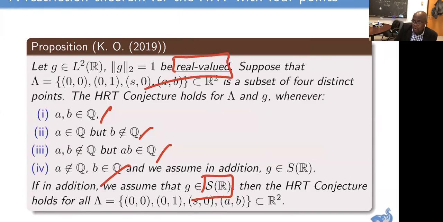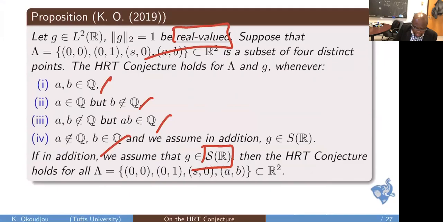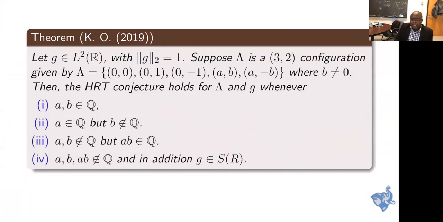But this result is just a very simple corollary of something a little bit more technical and a lot more interesting, which says that if you give me this special set of 3-2 configuration, so the points are going to be (0,0), (1,0), (-1,0), (A,B), and (A,-B), with B not equal to 0, then I can prove the HRT conjecture here. Observe that I'm not making any assumption about whether or not g is a real valued function. This is any arbitrary L2 function.